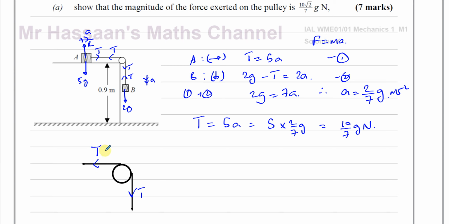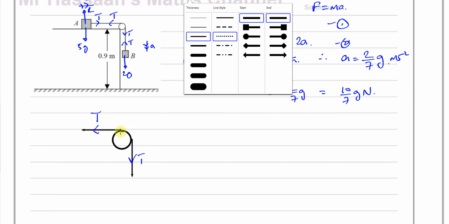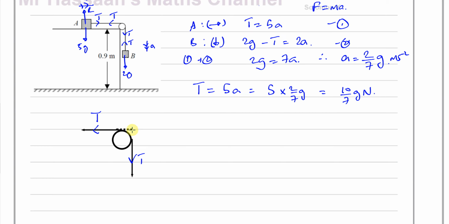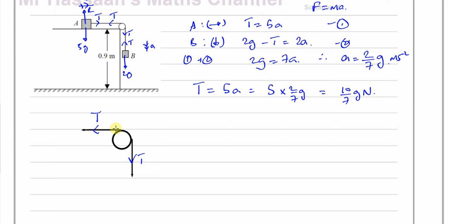Now we want to find the resultant of those two forces. The angle between these two forces is 90 degrees. All right, so that's what we know. So that angle there is 90 degrees between them.